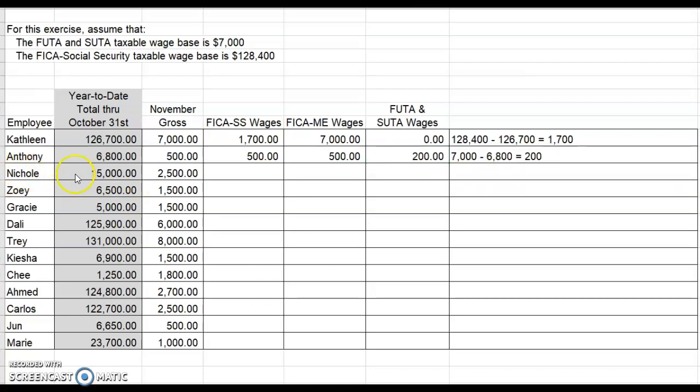Nicole. Before November, Nicole had already earned $15,000 in gross wage. This is not even close to the FICA Social Security wage base of $128,400. Accordingly, all of her $2,500 of gross wage in the month of November is subject to FICA Social Security tax, so put $2,500 in the FICA Social Security wages column.